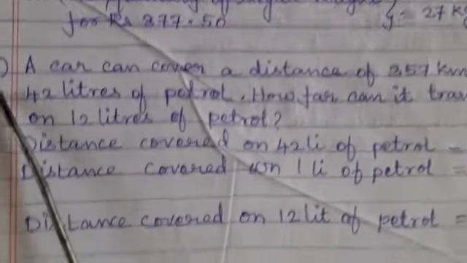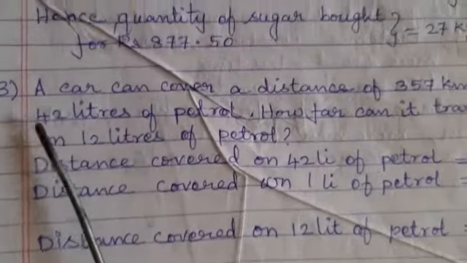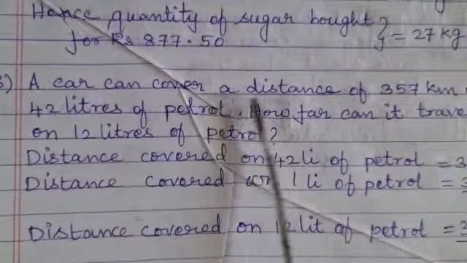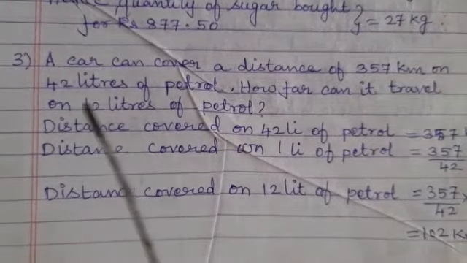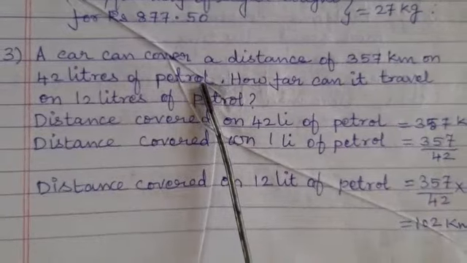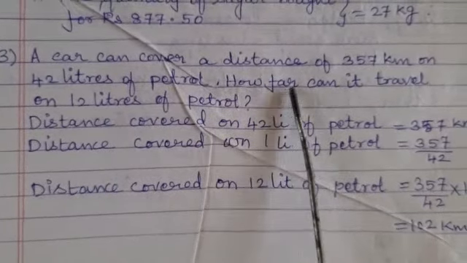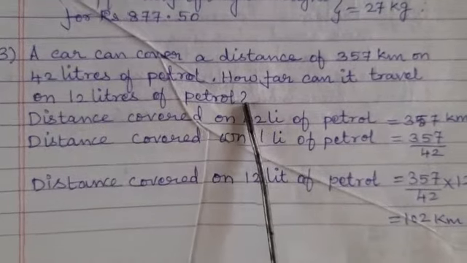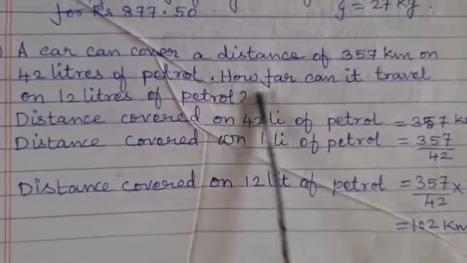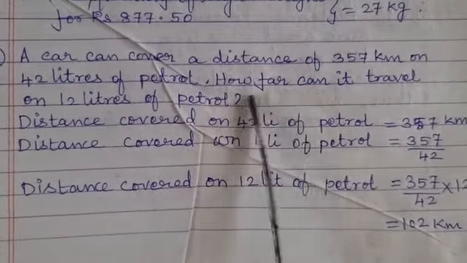Now move on to the next question, number 3. A car can cover a distance of 357 kilometers on 42 liters of petrol. How far can it travel on 12 liters of petrol? Here it is asked how far. How far means distance.